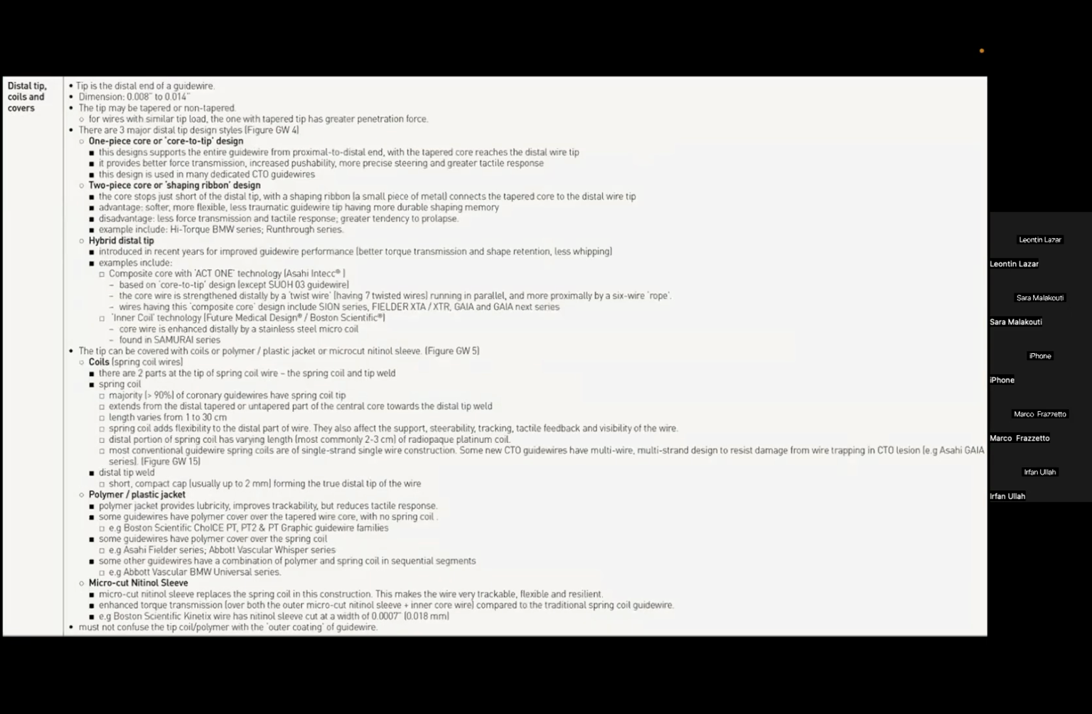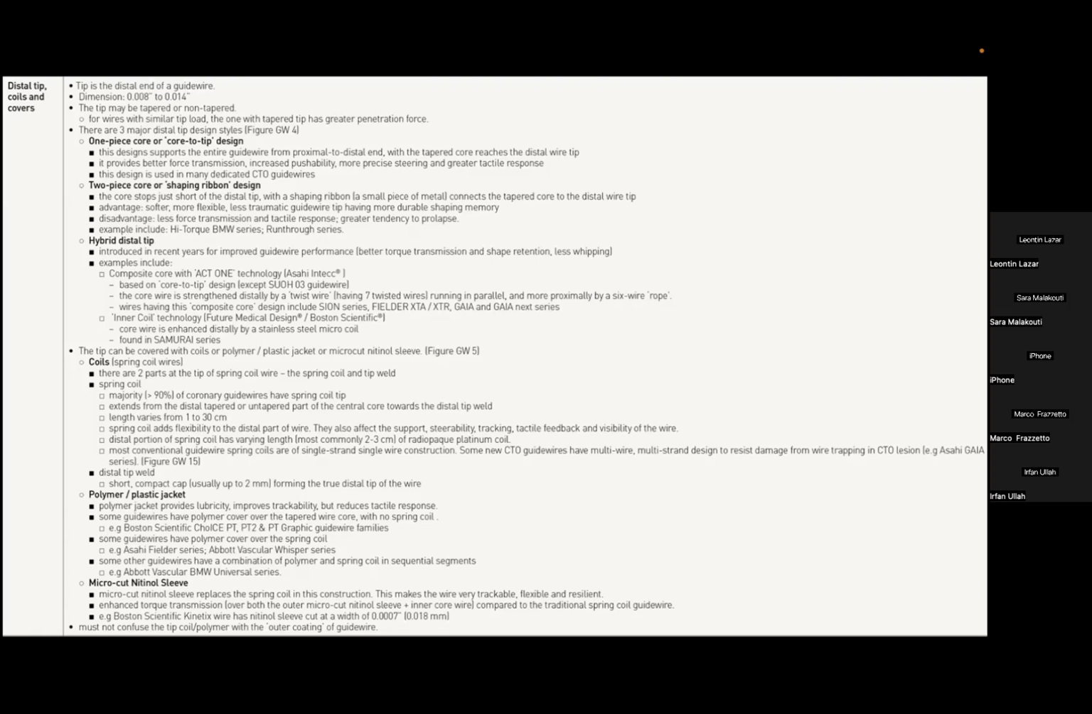Secondly, the second important part of the guide wire is the distal tip. The distal tip has basically three important designs. One-piece core or core-to-tip design, where the backbone of the guide wire goes until the tip. This is the core-to-tip design. It provides support to the entire guide wire from proximal to distal end, and it may be tapered at the end, providing good support for calcific lesions.